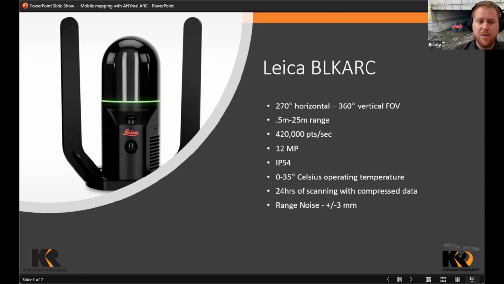With this data, it's a very effective unit, and we'll talk a little bit about why we would want to use a SLAM LiDAR versus a traditional terrestrial scanner system. There are many different options that we can utilize. However, the ARC itself is best suited for the ANYmal because it's scanning as we are moving. We don't have to stop and scan in every location.